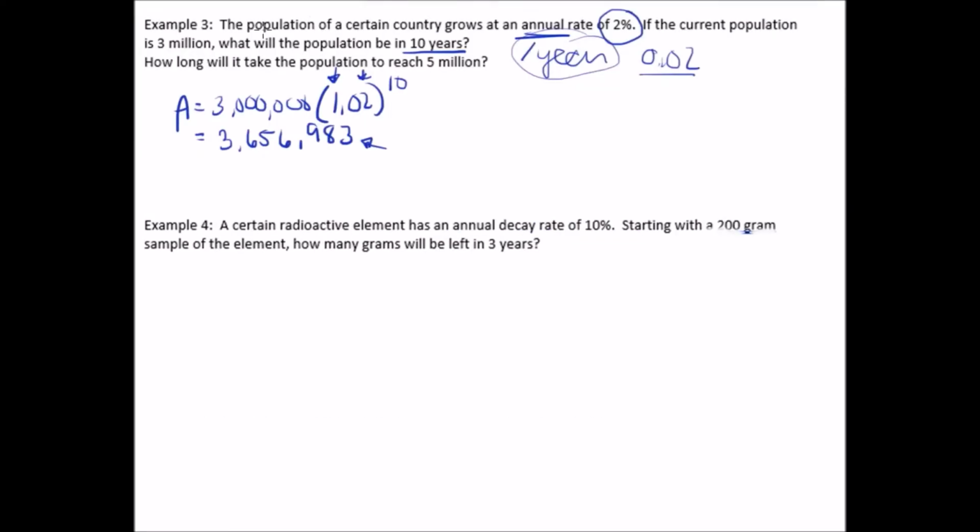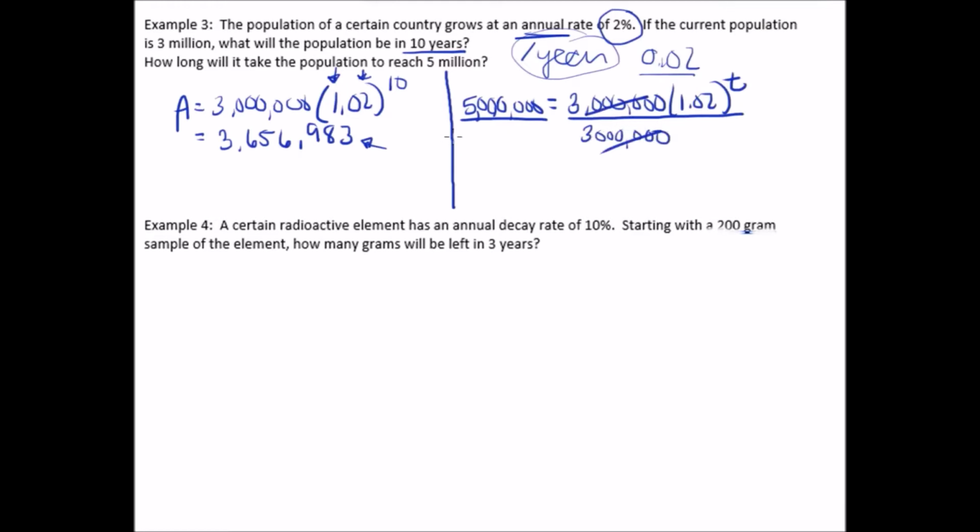Oops, sorry. Okay, and now here's the second question. How long will it take for the population to reach 5 million? So we want the population to be 5 million, and our equation is 3 million times 1.02, but we don't know the time. So let's actually solve for the time, okay? And this is going to be a little bit different than what we've seen. So we're going to divide each side by 3 million, so those go away. And basically we have 5/3.